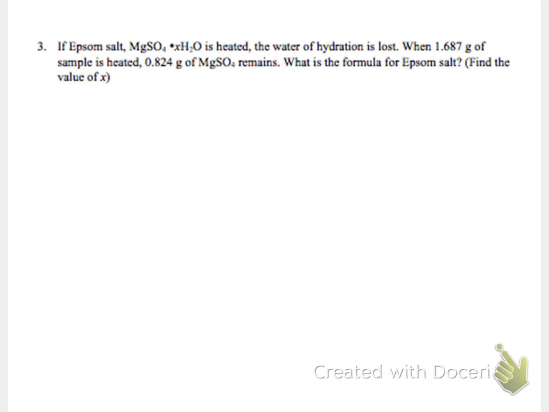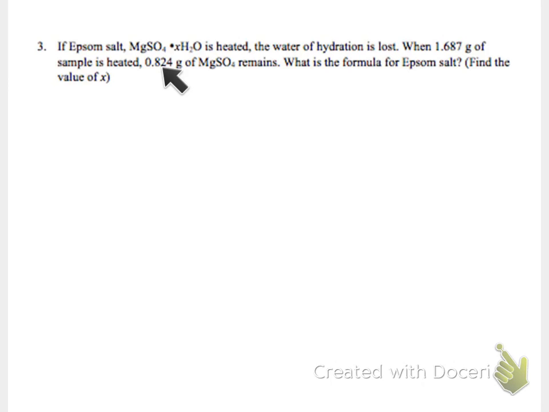Okay, the next question is magnesium sulfate. Here, instead of percents, we've got some lab data. So we have 1.687 grams of hydrate. That's what the mass is before we've gotten rid of the water. And then when it's heated and the water leaves, this is the mass of magnesium sulfate that's left. So the difference between these two numbers is going to be the mass of water.